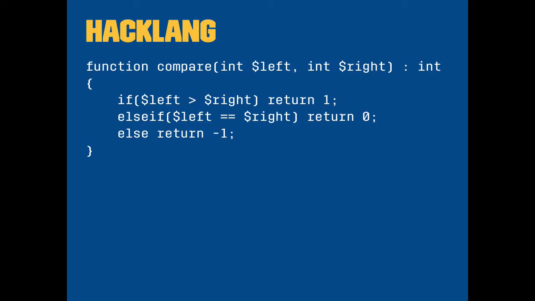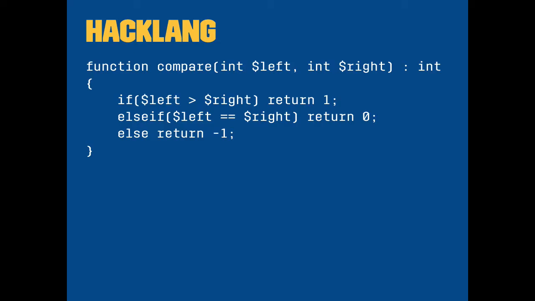You can have some types in Hack that help you limit the possibilities of this function. I don't think you can limit it to -1, 0, and 1, but you have some degree of certainty here. So typing, depending on the language, is like a continuum of things you can actually do.